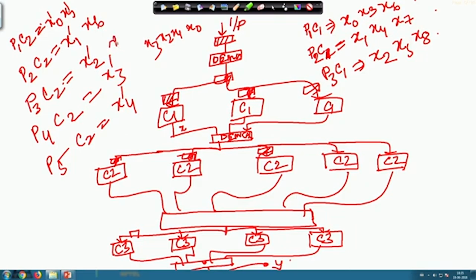x6 will come over here, x7 at this particular point, x8, x9, something like this will run. This is for this particular case. Again that will produce x5, then that will be connected via this after passing through the demultiplexer, again that will be connected with all these 4 C3 blocks.